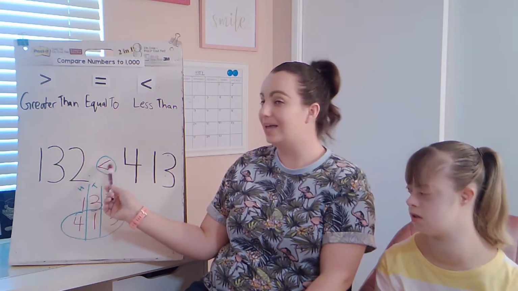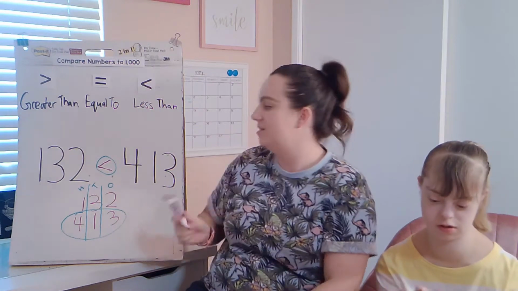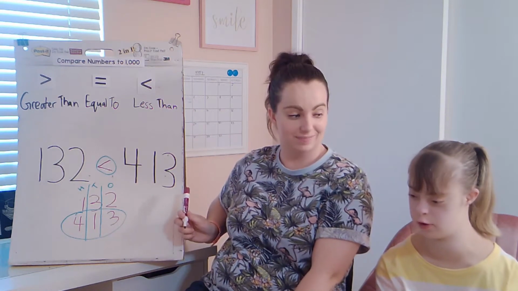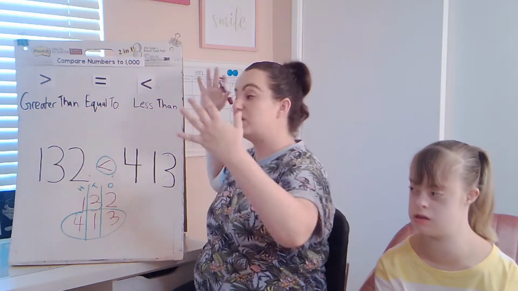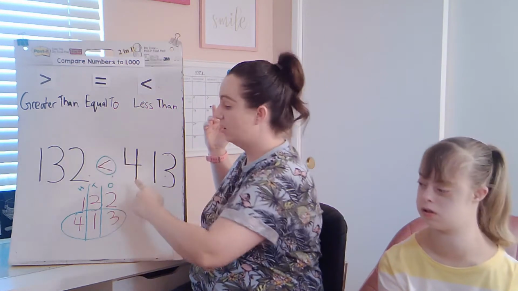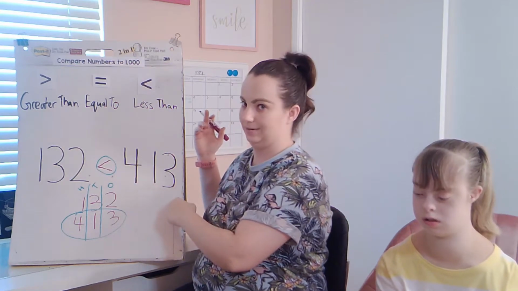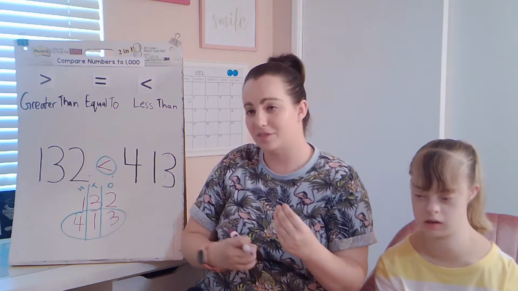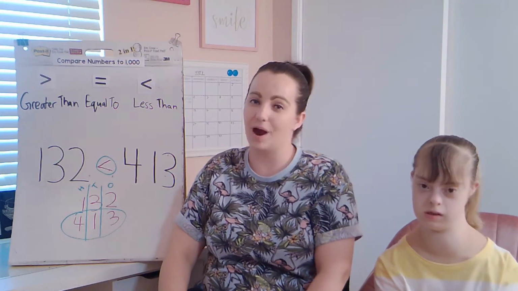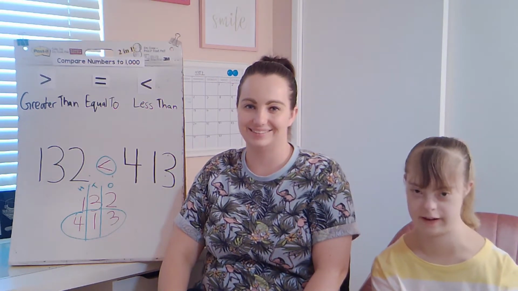132 is less than 413. And since the alligator is always hungry, he'll always want to eat the bigger number. That's why it's facing 413. Okay, hopefully we're starting to get more comfortable with it. We're going to do quite a few more problems. We'll be right back.